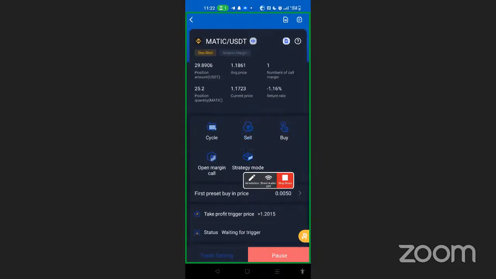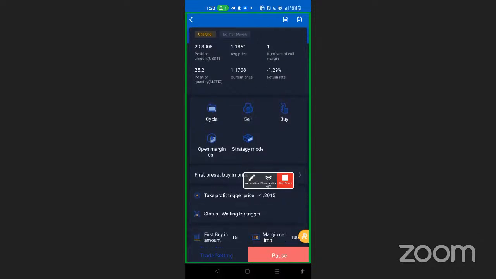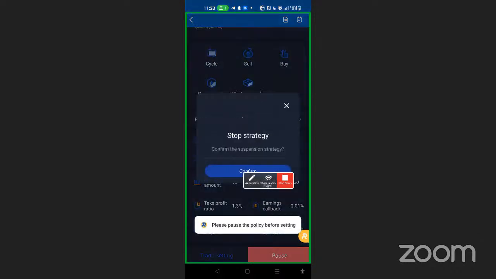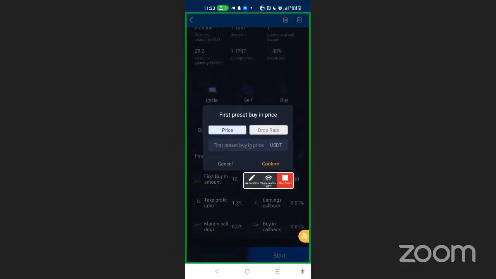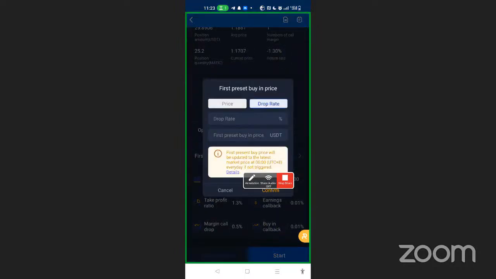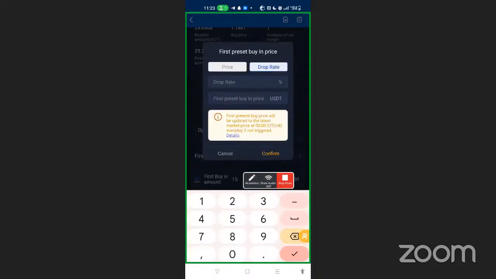Matic, our learning area. So let me pause again. The first preset price also can be used by a drop rate. I will speak to my team that we work with to analyze the market so that we could also bring in the drop rate on the preset price. So maybe you use the drop rate on a preset price and we say 2%. Let the robot buy when the market drops by 2%.